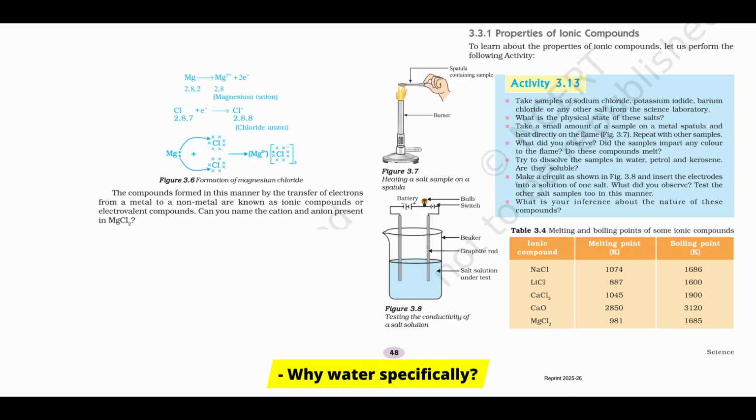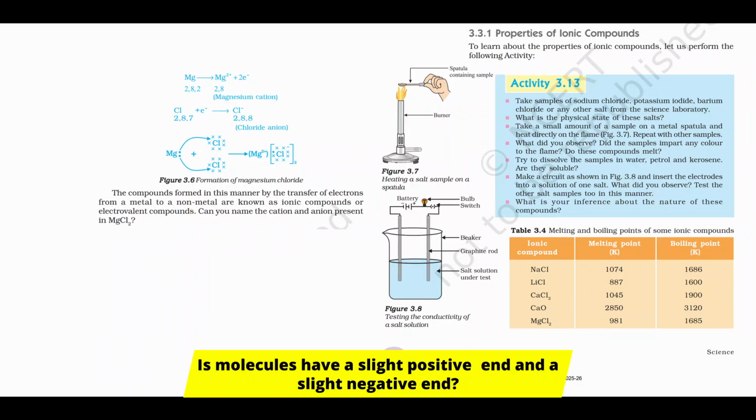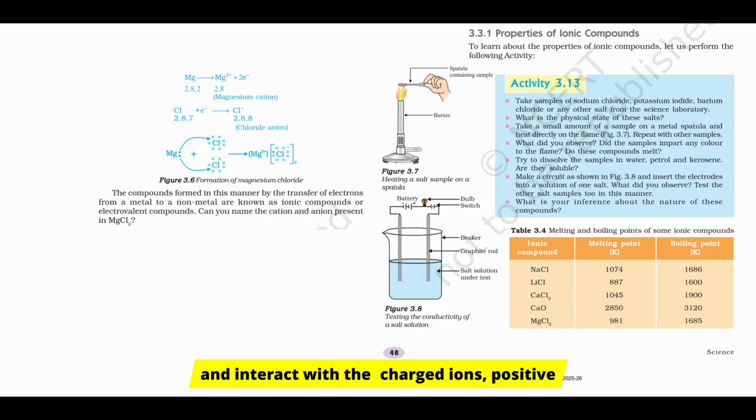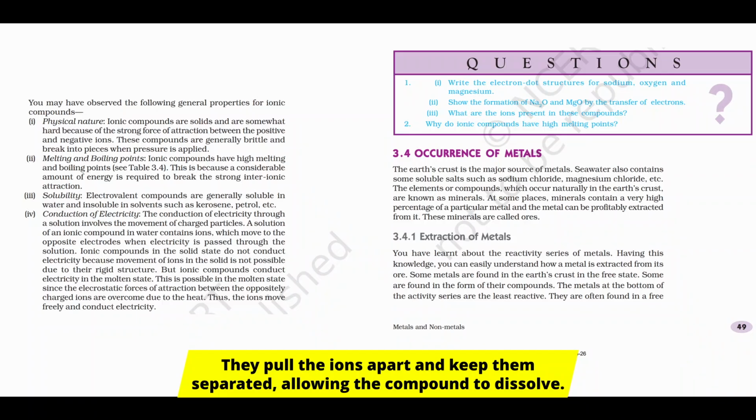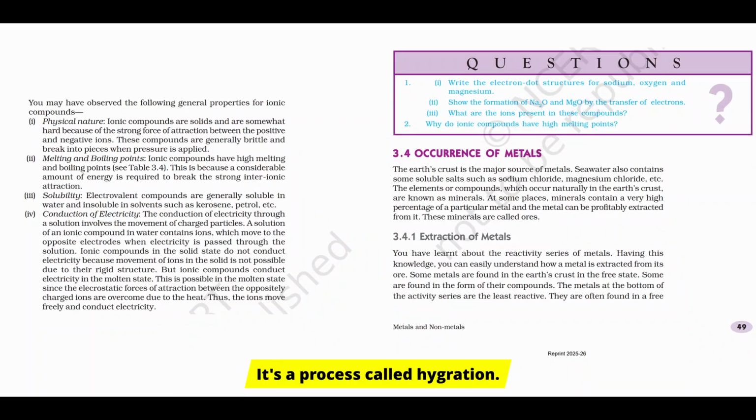Why water specifically? Good question. Water is a polar solvent. Its molecules have a slight positive end and a slight negative end. These polar water molecules can effectively surround and interact with the charged ions, positive cations and negative anions, in the ionic lattice. They pull the ions apart and keep them separated, allowing the compound to dissolve. It's a process called hydration.